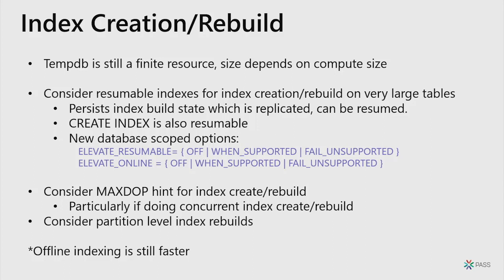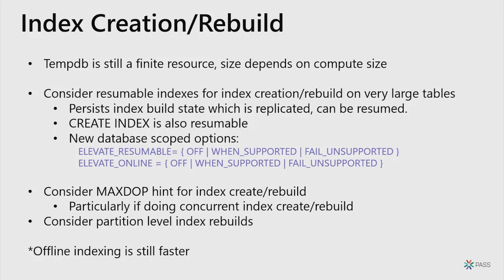MAXDOP hint for create and rebuild is another one. I would strongly suggest that, in particular if you're doing a data load scenario where you're building multiple concurrent indexes at the same time, and that's to reduce the memory grant size for each, so that they don't hit RESOURCE_SEMAPHORE contention. So MAXDOP hint also is one we should use.